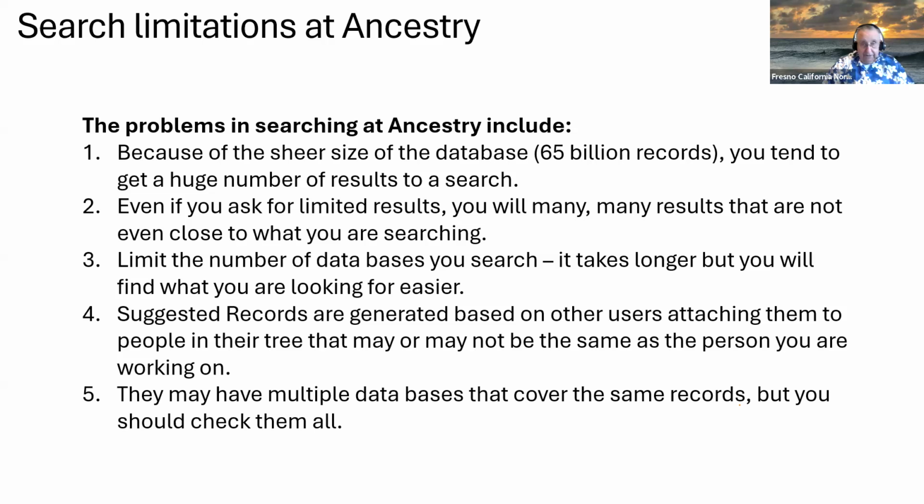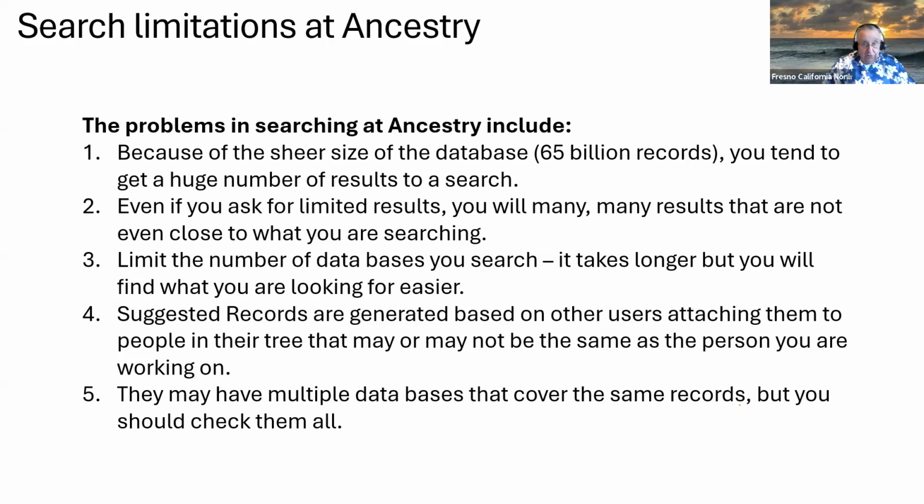You can try limiting the number of databases you search, but that takes more time. You have to figure out what kind of records are actually at Ancestry, but it can be done. But again, that slows you down. They have this AI tool called Suggested Records. And this is the thing we're going to focus on, but we always have to remember that it has its own limitations too. Anything that's AI will always provide you with questionable results that need to be verified.